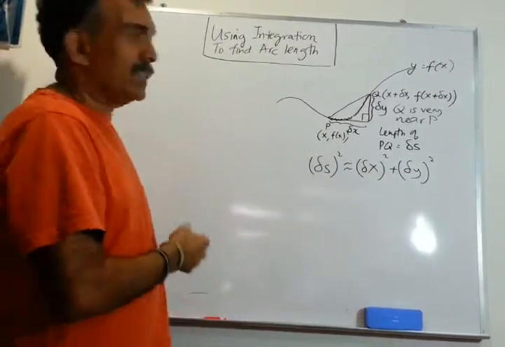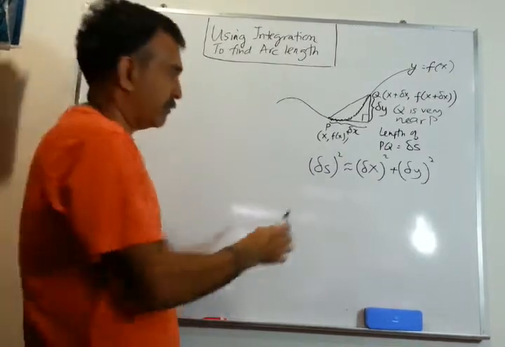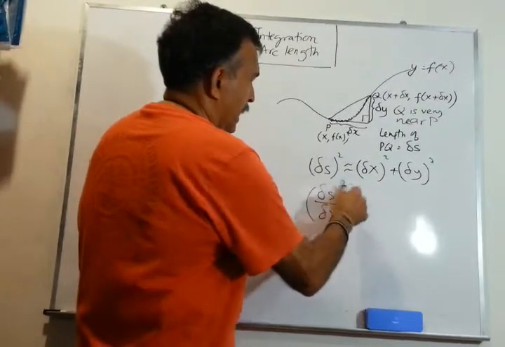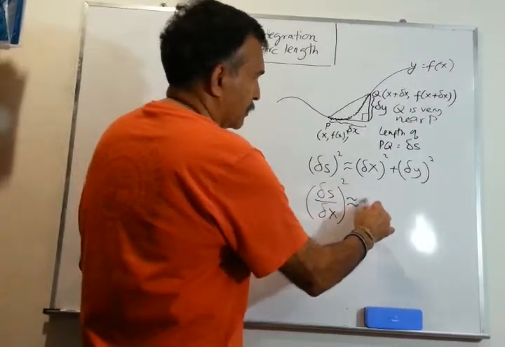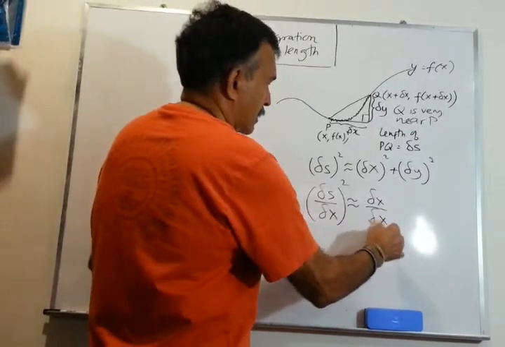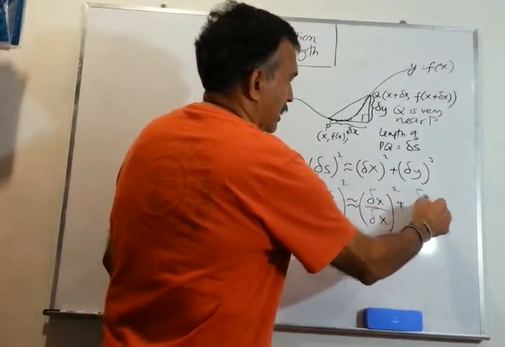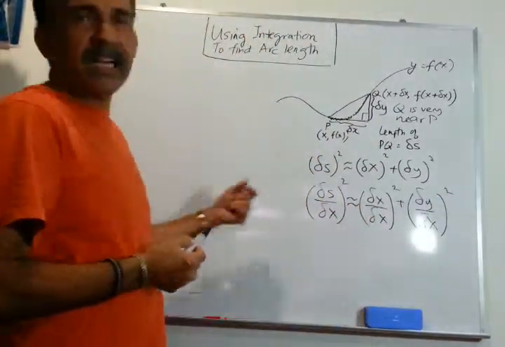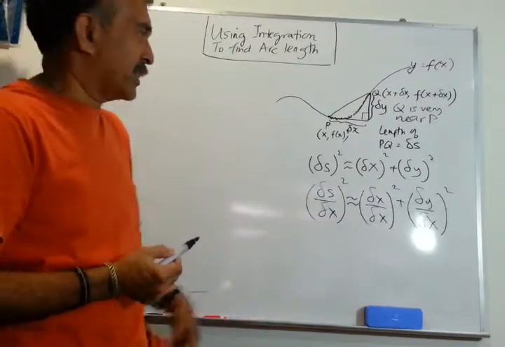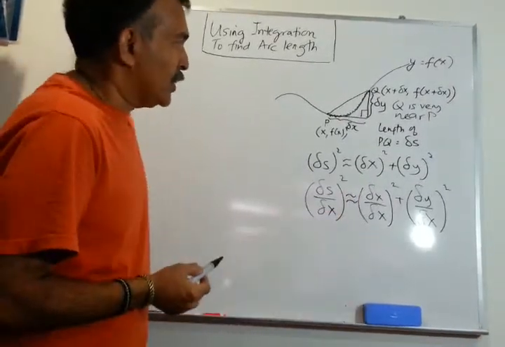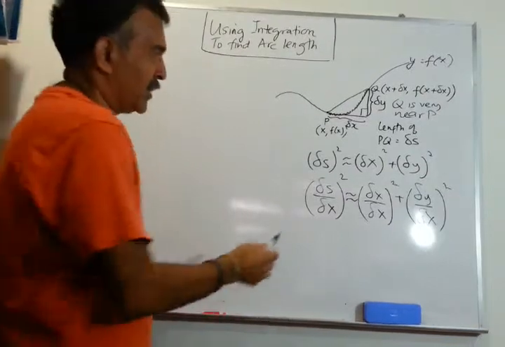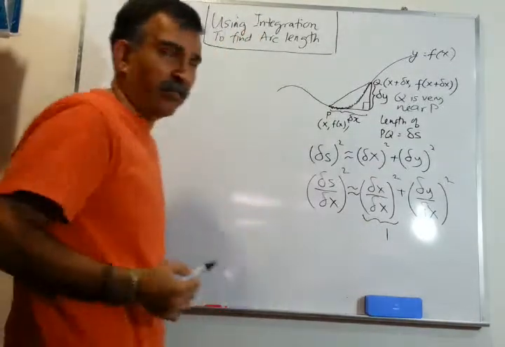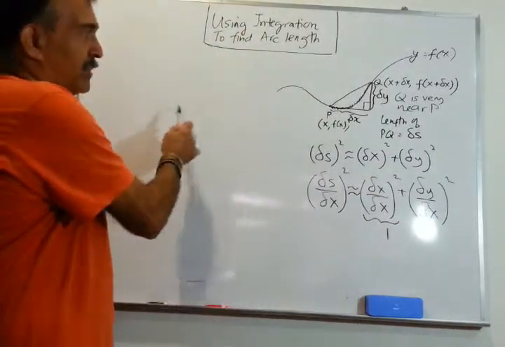Now let's divide throughout by delta x squared. So when you do that, this is what you will get. Let me maintain my approximately equals. So what have I done? I've divided throughout by delta x squared. When you do that, note this thing here becomes 1. Now let me continue on this side.